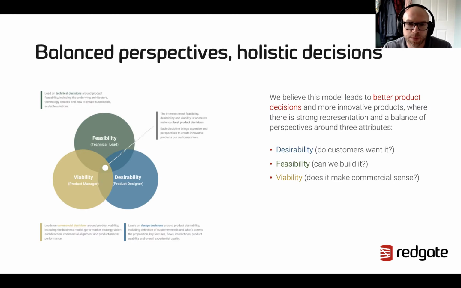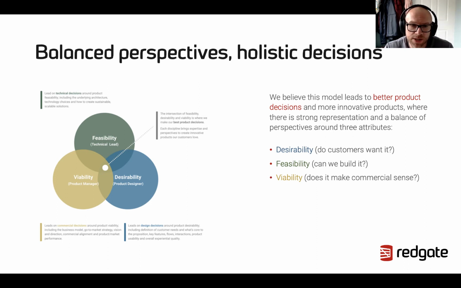So the hypothesis behind PLTs was formed on the basis of teams being able to make better product decisions, driving innovative, customer-centric products. But what does better product decisions actually mean? Essentially, most product decisions can be deconstructed into three attributes: desirability, do customers want it? Feasibility, can we build it? And viability, does it make commercial sense?